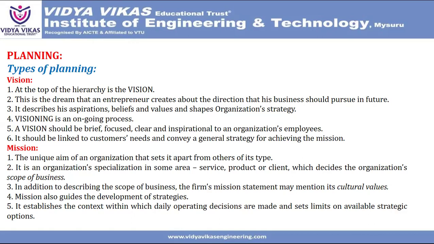Visioning is an ongoing process. A vision should be brief, focused, clear, and inspirational to an organization's employees. It should be linked to customers' needs and convey a general strategy for achieving the mission. The mission is the unique aim of the organization that sets it apart from others of its type. It is an organization's specialization in some area, service, product, or client, which decides the organization's scope of business. In addition to describing the scope of business, the firm's mission statement may mention its cultural values. Vision also guides the development of strategies. It establishes the context within which daily operating decisions are made and sets limits on available strategic operations.